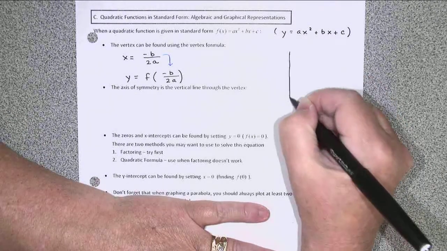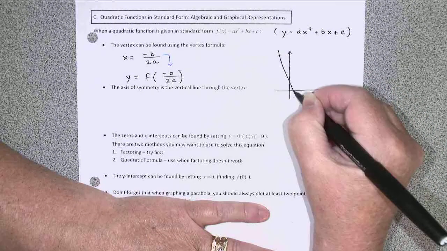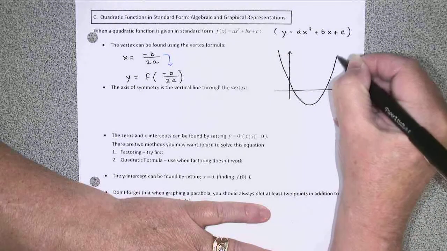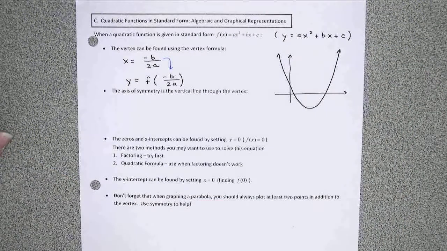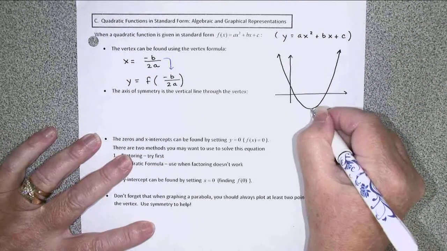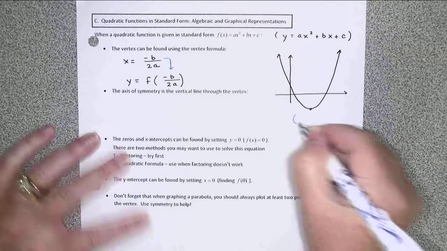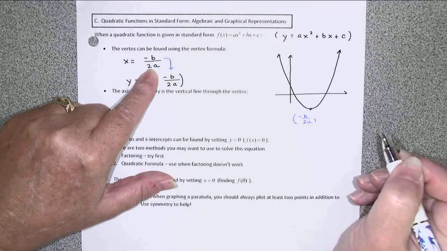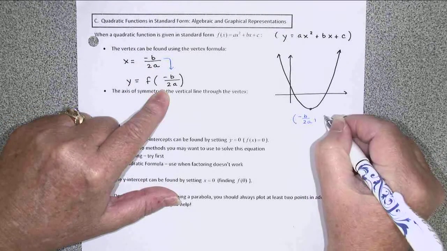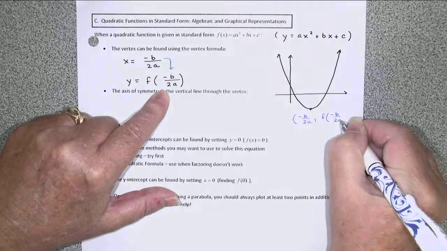All right, so let's imagine for a moment that we've got our graph over here. We've got our parabola. And what we've just decided is that we can find the vertex here as the point, the opposite of b over 2a, comma the y value, or f of the opposite of b over 2a.